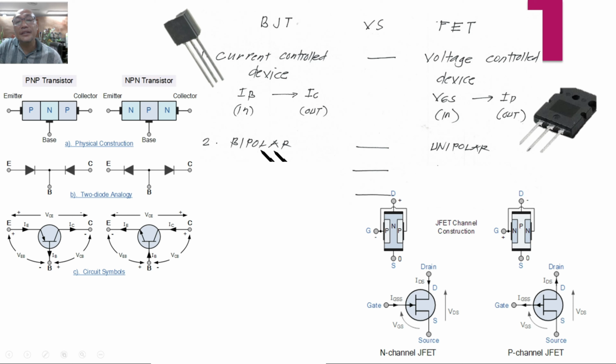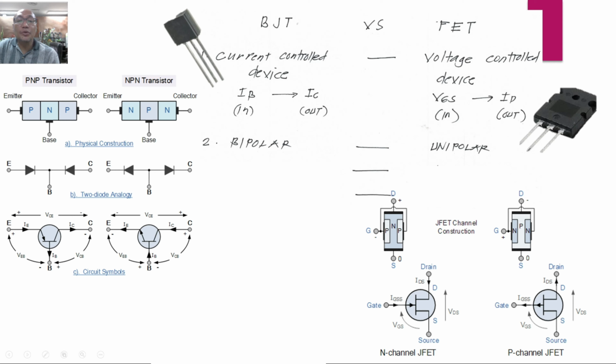Let's deal with that of the bipolar. In our analysis before, we know that the current will flow, for example, from the emitter going to the collector. With that, it passes through a P material and an N material, and it therefore passes through two materials. Therefore, we call it bipolar.